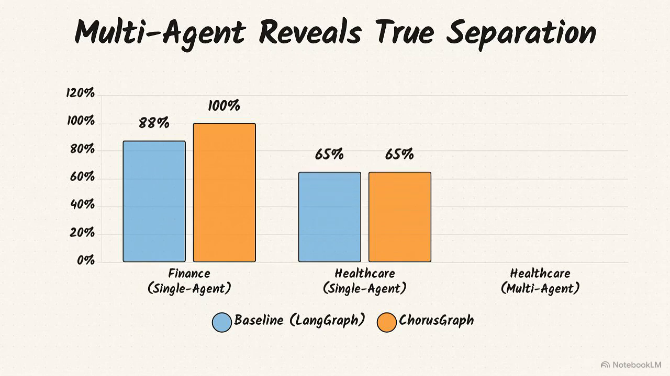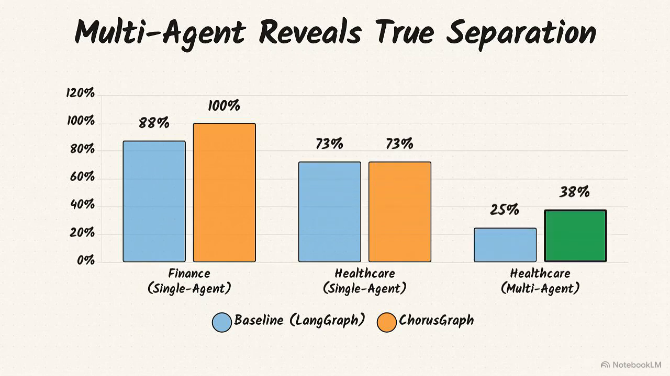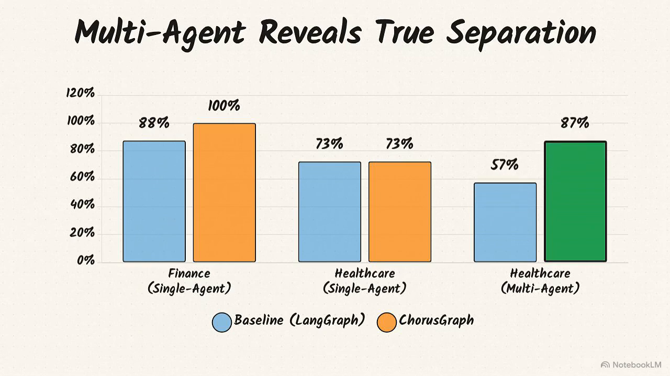Single-agent finance hit a perfect 100%. Single-agent healthcare tied at 72.5%. But multi-agent healthcare reveals the separation. ChorusGraph leaped to 87.5%. A 30-point improvement with 0 errors and fewer total LLM calls.